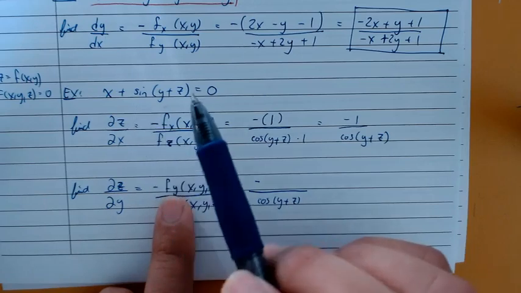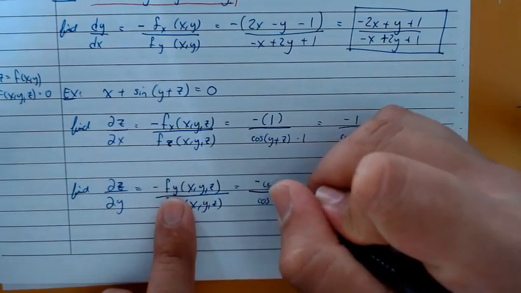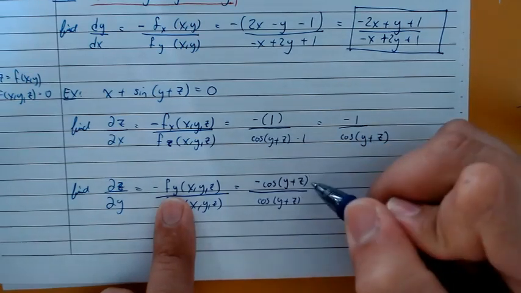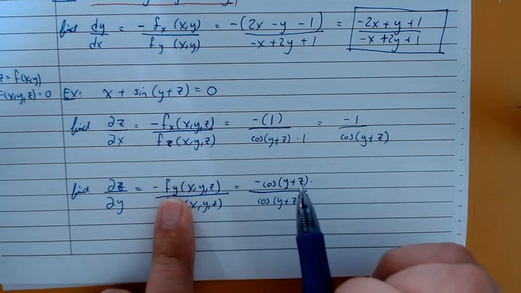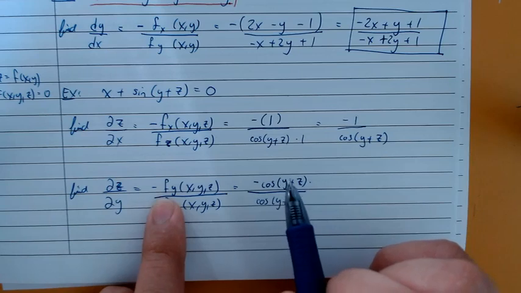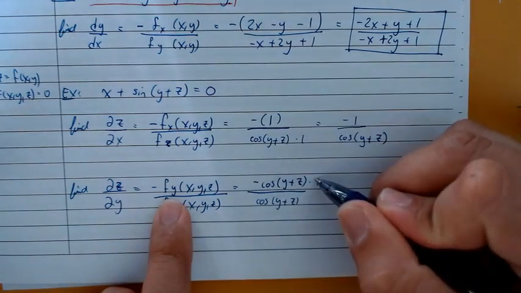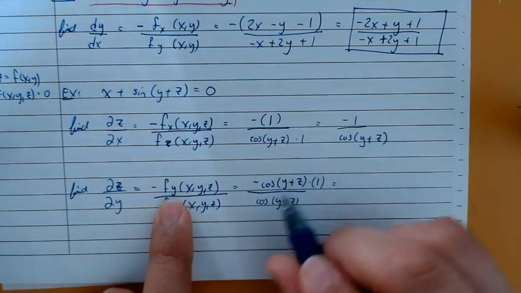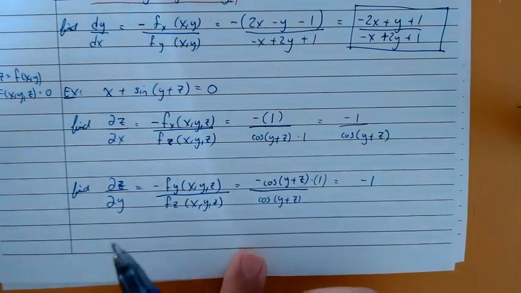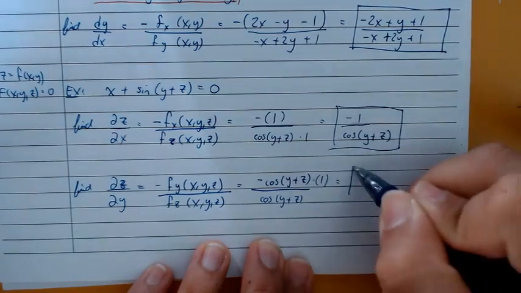The derivative with respect to y of the sine of y plus z is going to be the cosine of y plus z. But now, by the chain rule, we need to multiply by the derivative of the inside. So we take the derivative of y plus z, again with respect to y. With respect to y, the derivative of y is 1, and the derivative of z is 0. So 1 plus 0 is 1. Notice these are exactly the same, so they'll divide out, leaving us just our minus 1. So it looks like the partial of z with respect to y is minus 1. And that makes us happy.